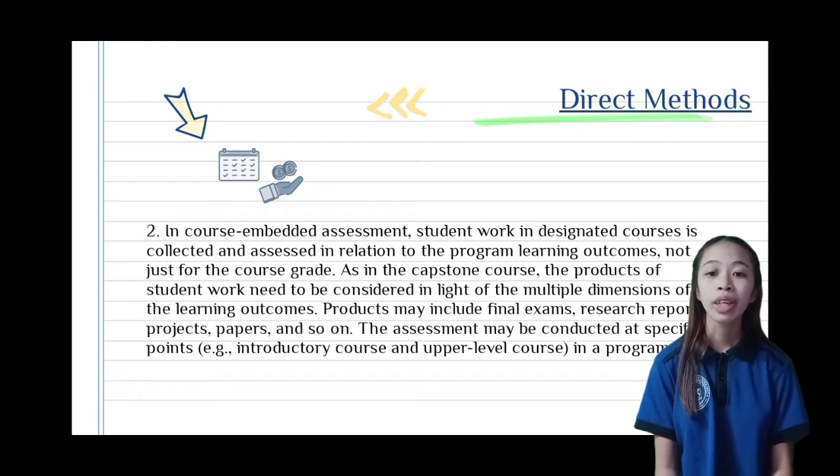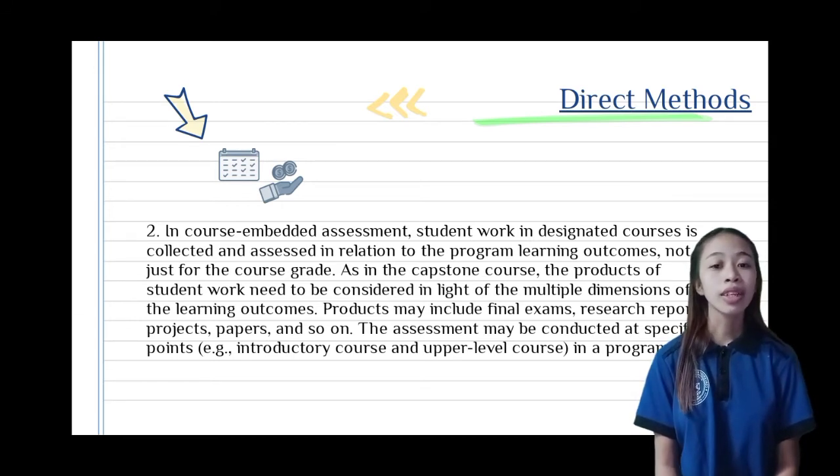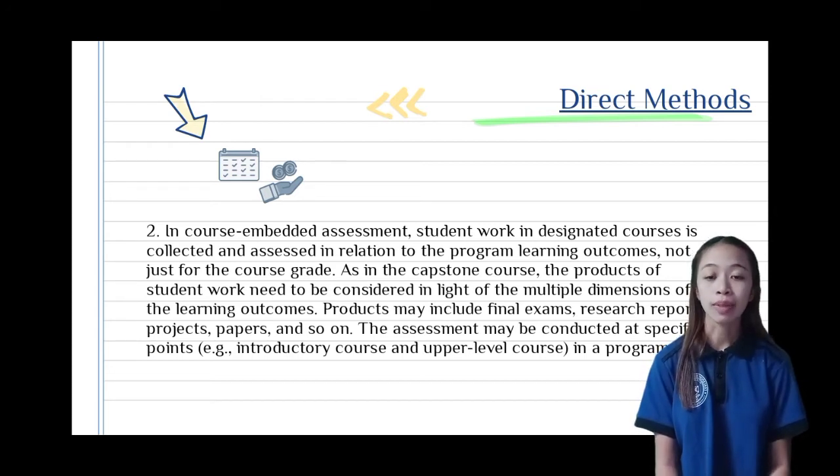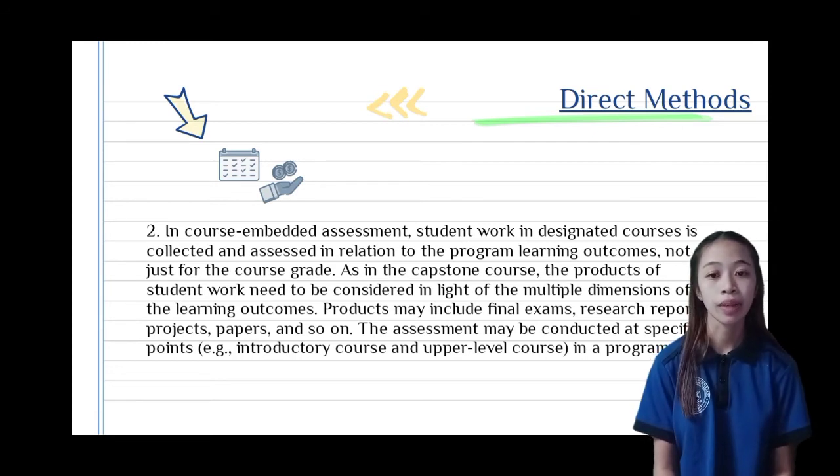Number two, in course-embedded assessment, students' work in designated courses is collected and assessed in relation to the program's learning outcomes, not just to the course grade. As with the capstone course, the product of the students' work needs to be considered in light of the multiple dimensions of the learning outcomes. Products may include final exams, research reports, projects, papers, and so on. The assessment may be conducted at specific points, for example, in the introductory course and an upper-level course in the program.